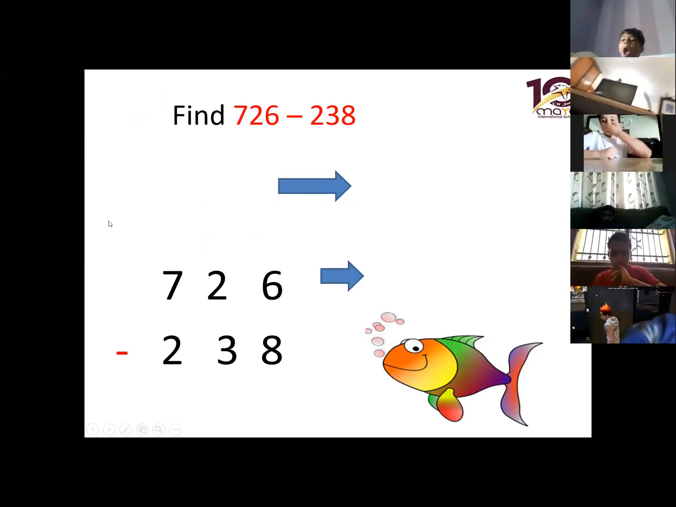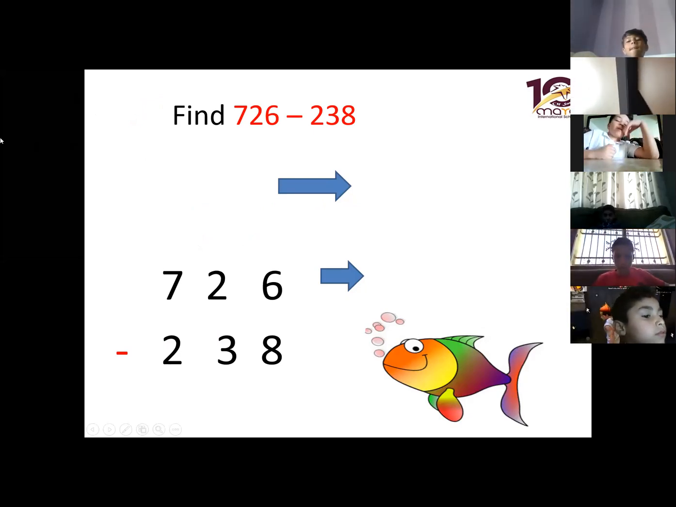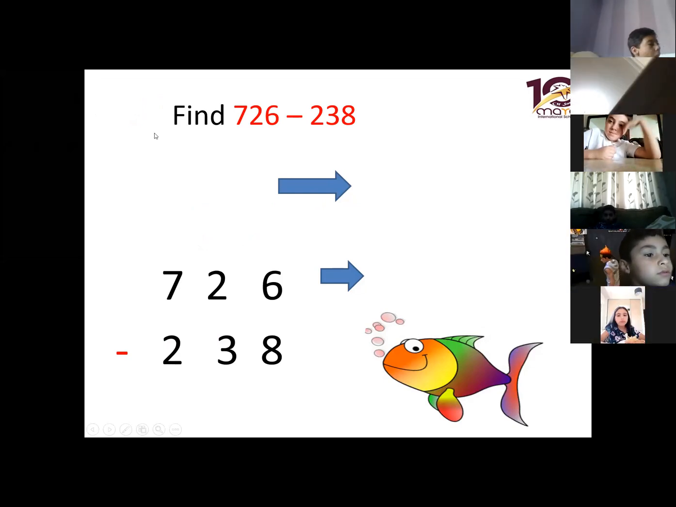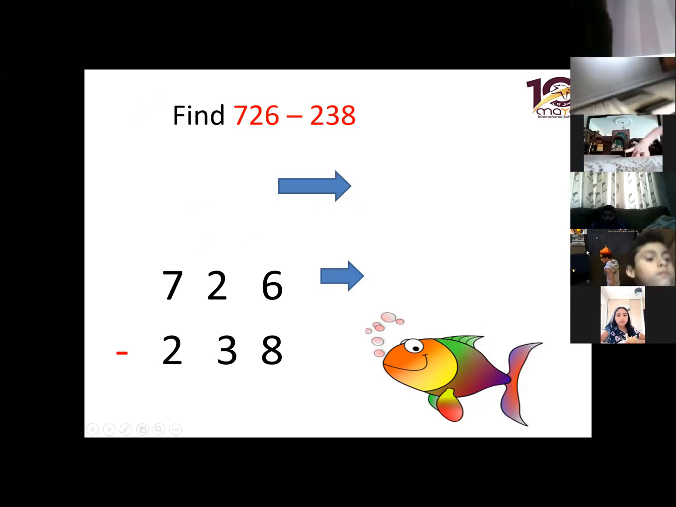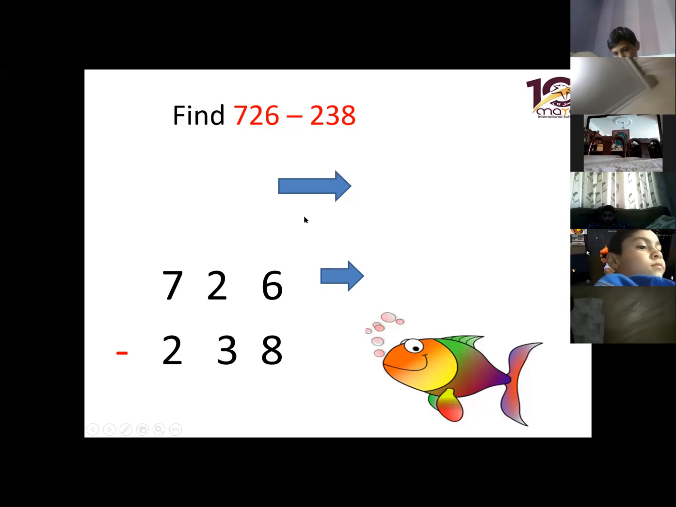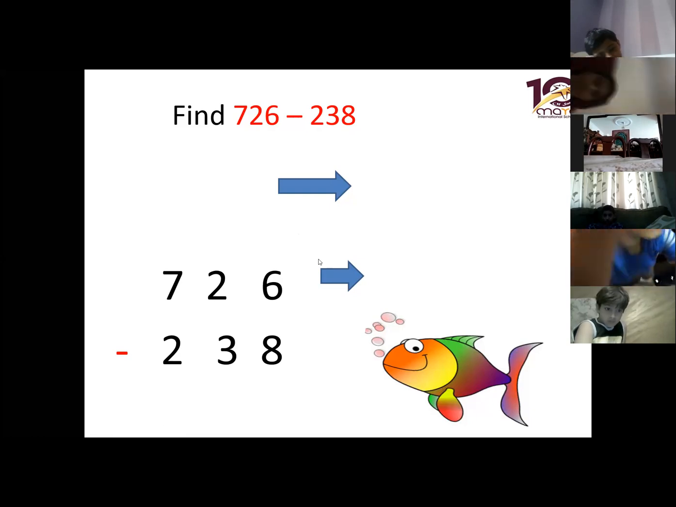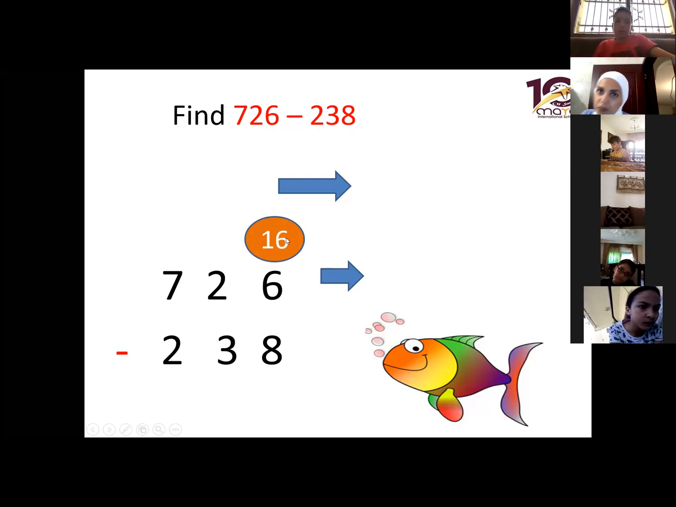Wissam, the other Wissam now. Habibi, can you answer this? Do we have to regroup? Yes. Okay, we have to make double regroup. Double regrouping. Thank you very much. Go, I'm waiting. 6 minus 8 cannot be. We will add for it 10. It will be 16. Thank you.